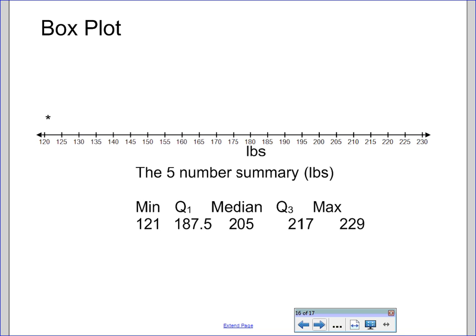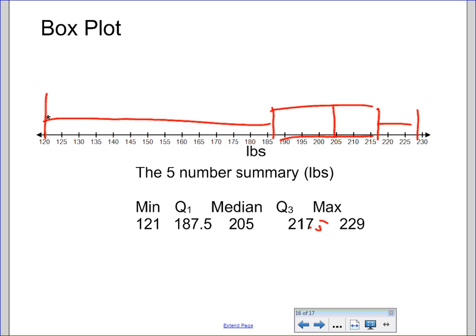And we're going to do box plots a little bit differently than you did them before. Because when you were in Algebra 1, you drew a line at 121, a line at 187.5, a line at 205, a line at 217.5, and a line at 229, and you did your box plot. Everybody should have done that in Algebra 1, and even pre-algebra. But in AP Stats, we are not going to include outliers in our box plots.